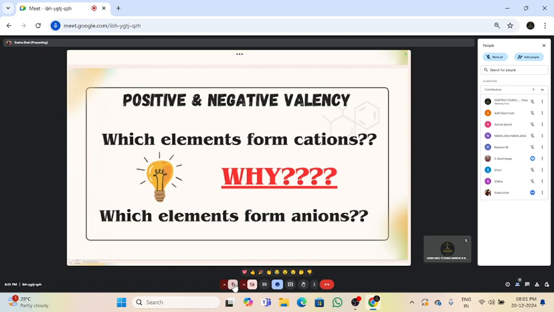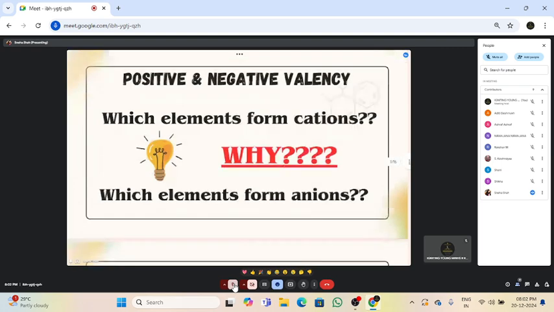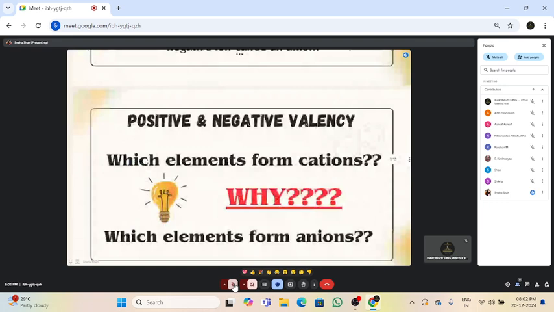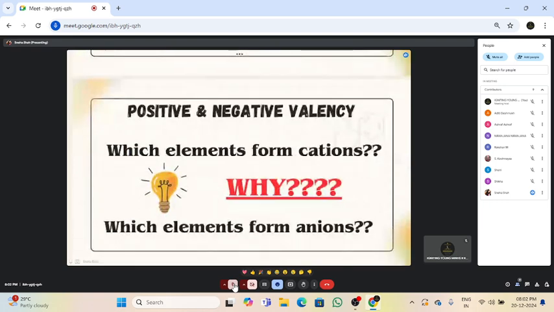Ma'am, lithium is an example of metal, no, ma'am? Yeah, lithium is a metal. Okay, ma'am. So that is how we end with the concept of valency. Is there any question regarding this? Because we are shifting to another concept now.